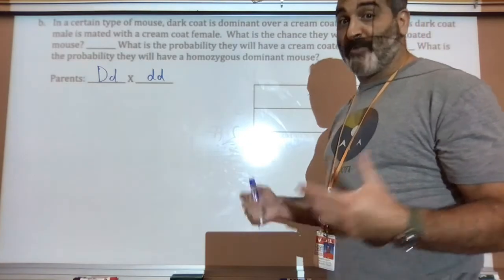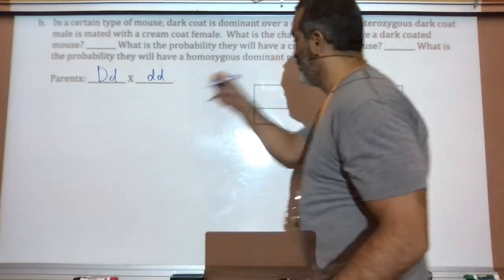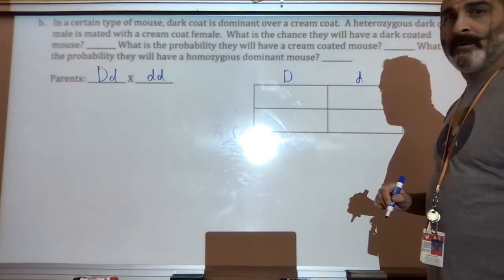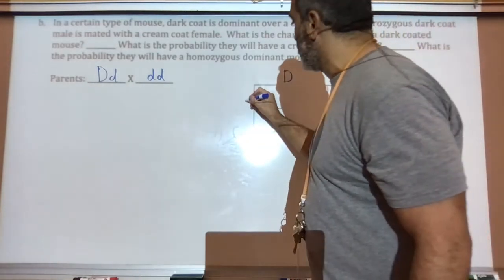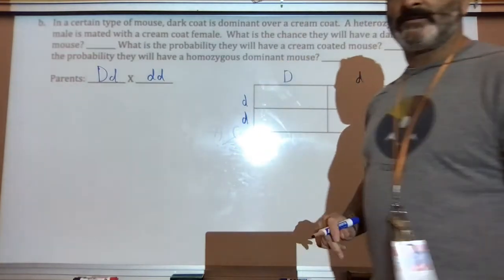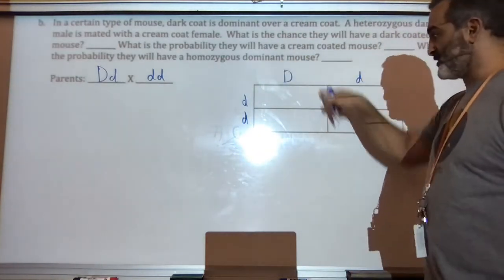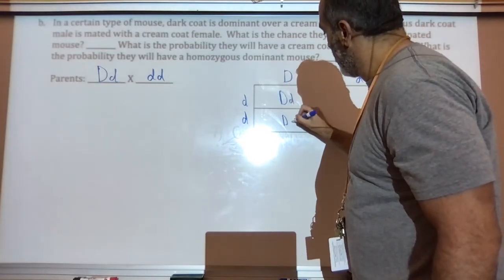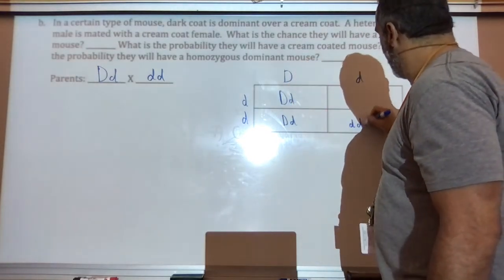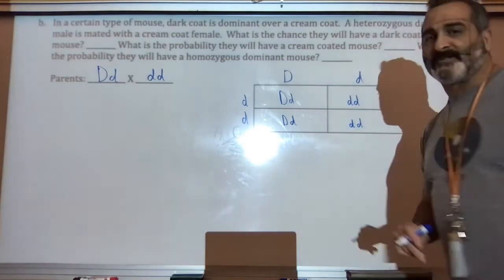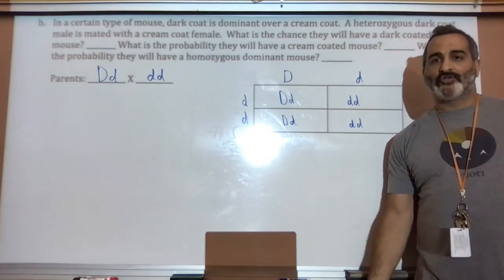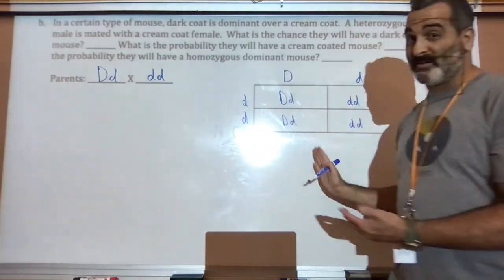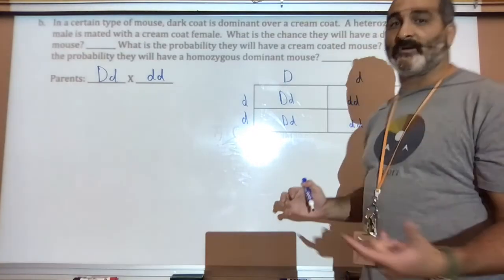So let's first split up the first parent and put them up here. There's the uppercase, there's a lowercase. Then over here, let's bring these to the side, lowercase, lowercase. Those ones come down, those ones come over. All right, this is what your Punnett square should look like. Once you've made your Punnett square and once you have your parents, now you can answer the question. So let's do that.